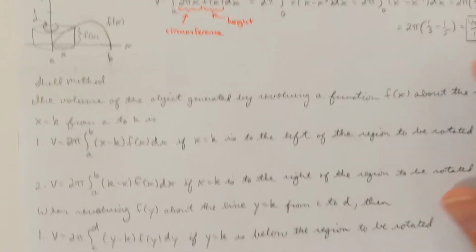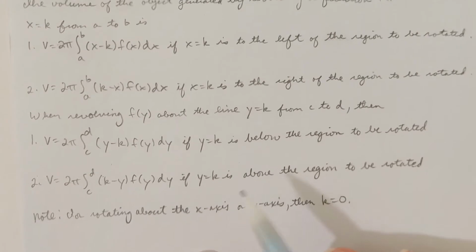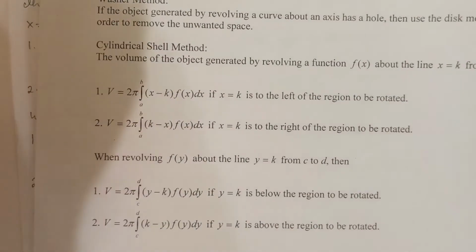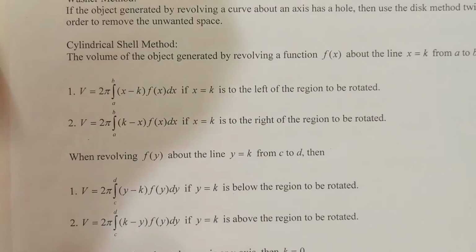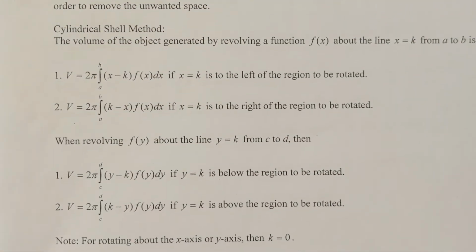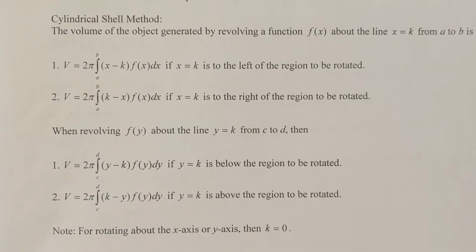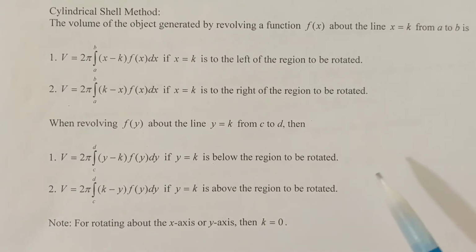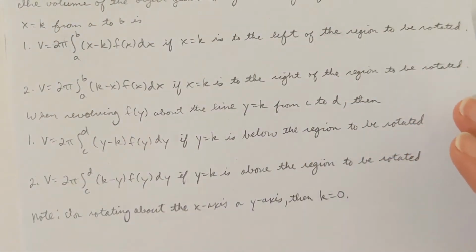Now, below this, I've kind of outlined the information about the shell method. I've also indicated that on the sheet that we've been referring to, so we can refer to that if necessary. And just like before, if we're rotating about the x or y axes, then the k value is 0. So let's maybe take a look at an example.